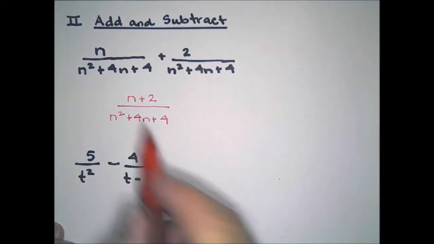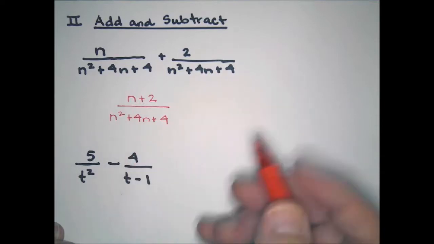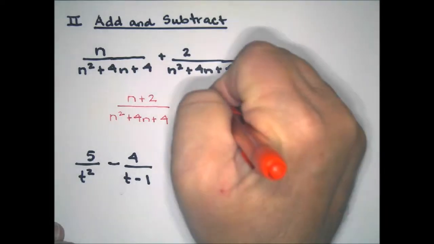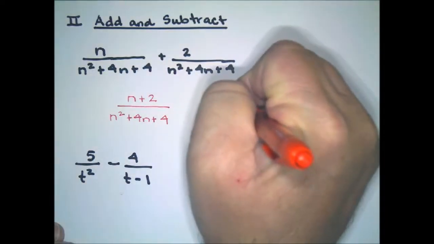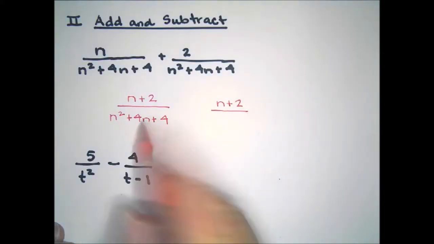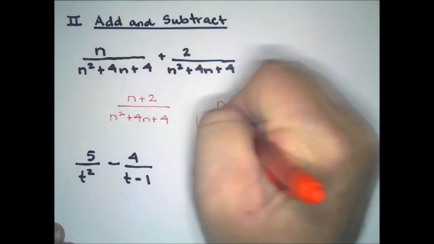And now that we have the unreduced answer, we need to reduce it, which is just a matter of factoring and then reducing what we can. So the numerator is n plus 2. The denominator can be factored. The factors of 4 that add up to 4 are actually n plus 2 and then another n plus 2.